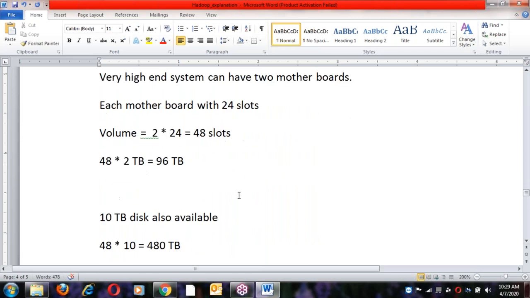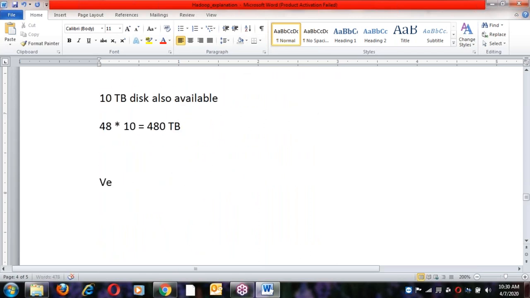This type of increasing capacity is called vertical scaling. Increasing the capacity of a server is vertical scaling. Traditional systems, traditional database servers, follow vertical scaling. So what is vertical scaling? Just increasing the capacity of the database server. This is traditional databases.